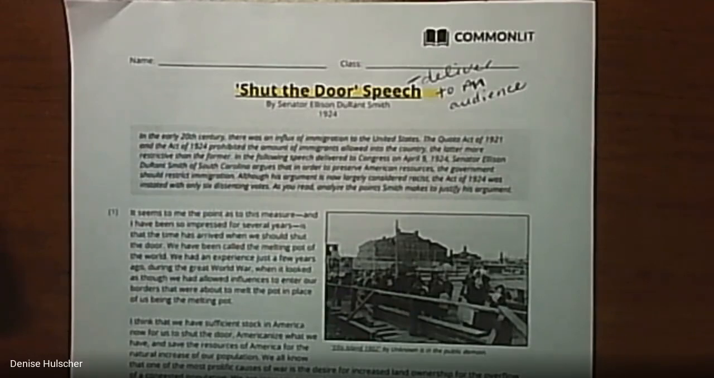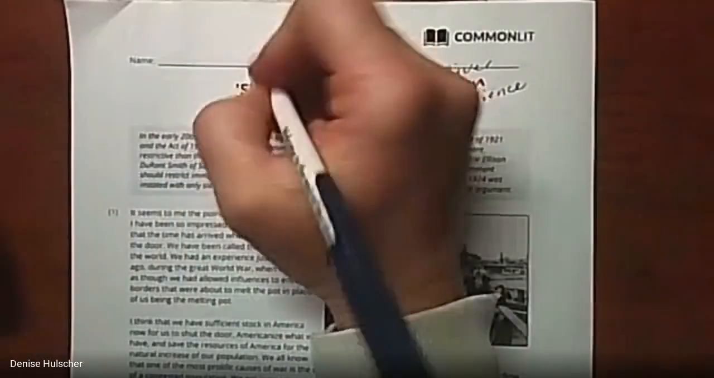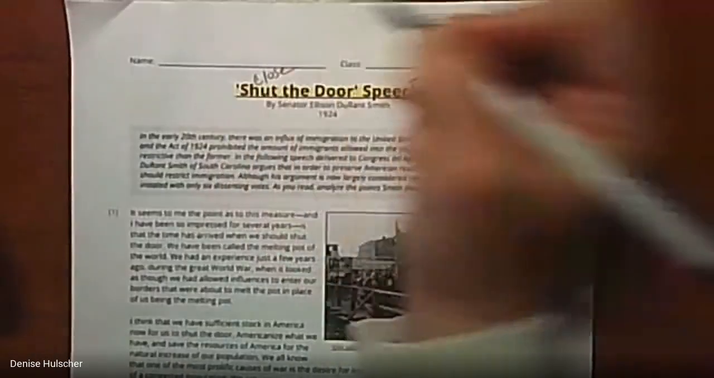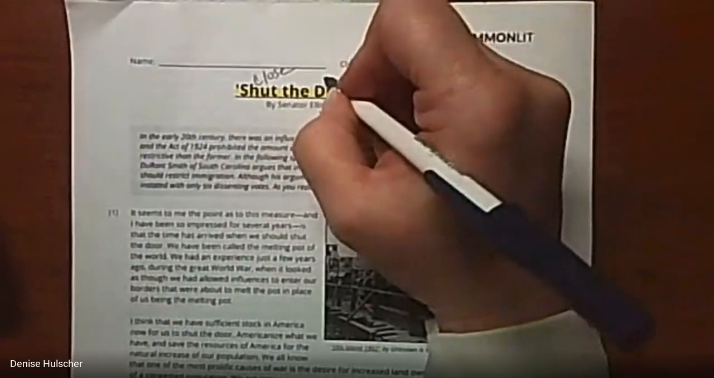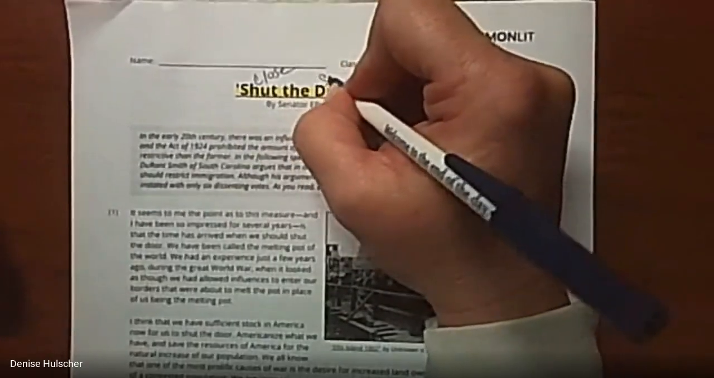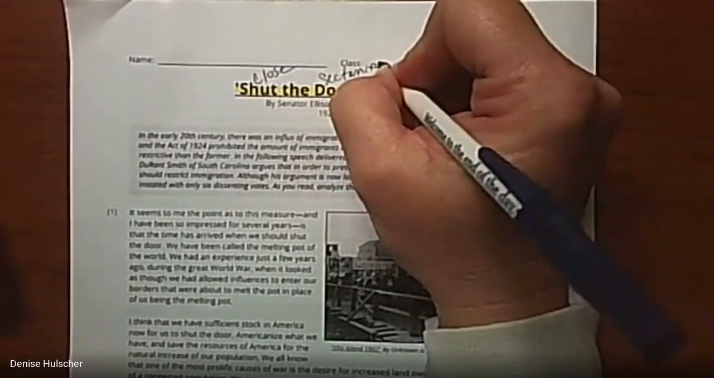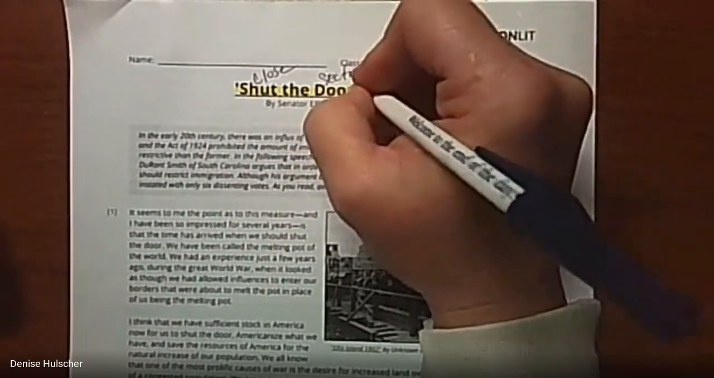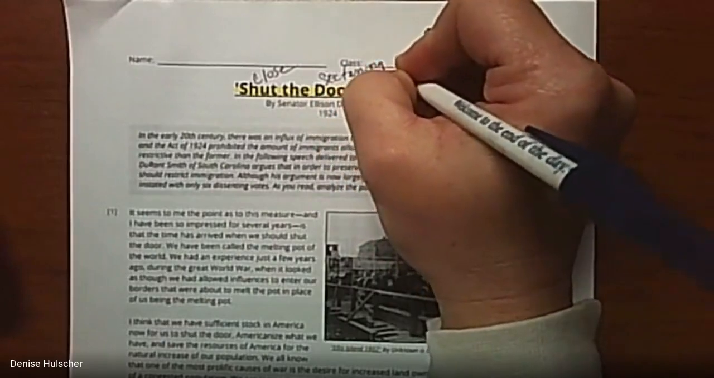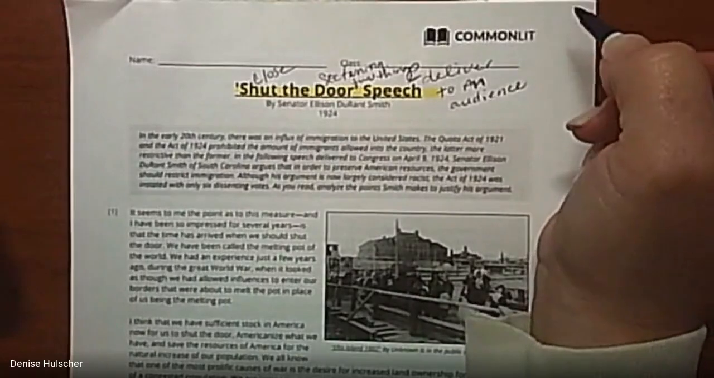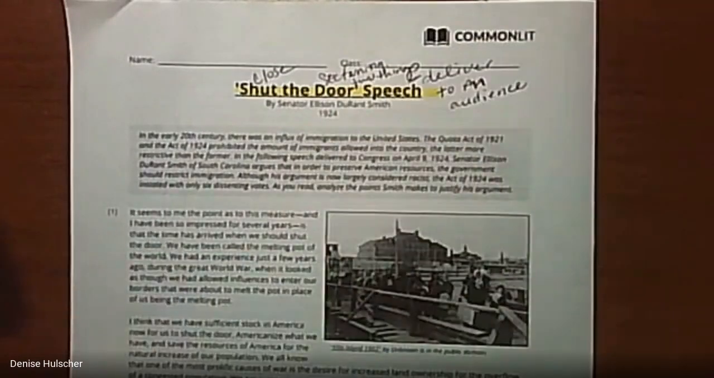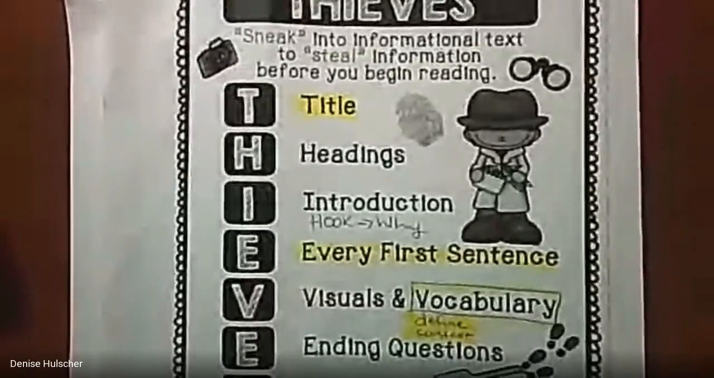Shut the door. Let's think about that for a second. Shut means to close, and a door is sectioning two things, whether it's a room or a trap, but it's sectioning something from something else. Okay, so we've got our title done.